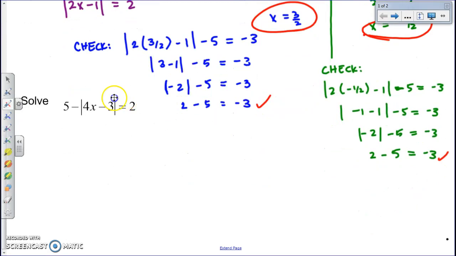Take a moment to solve this one on your own. Remember to first isolate your absolute value bars. So you need to get rid of this 5, and also you do need to get rid of this negative sign. And then separate this absolute value expression into two separate equations, setting it equal to the positive side here or the negative side. And lastly, don't forget to check your solutions.